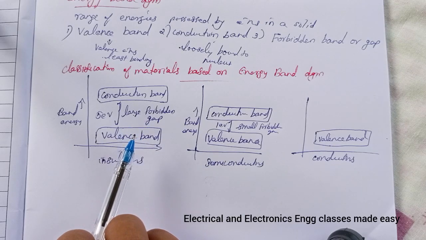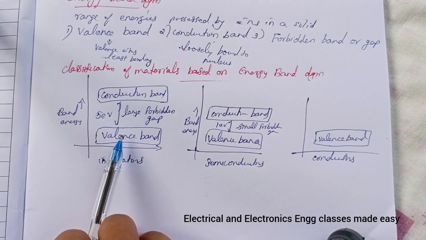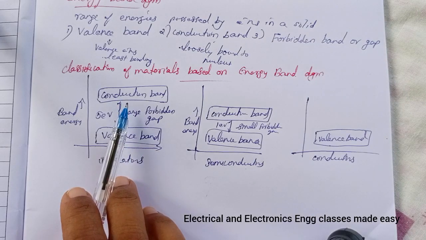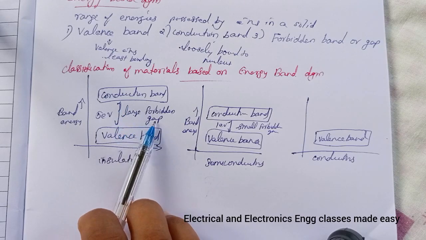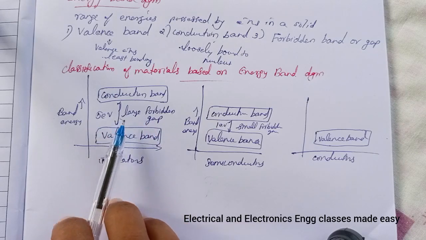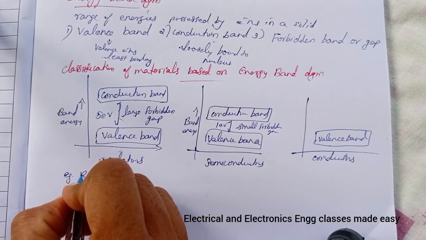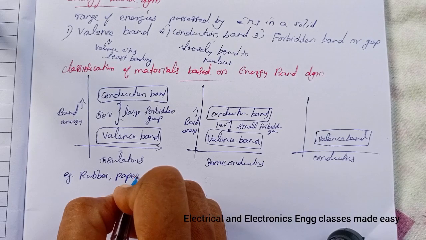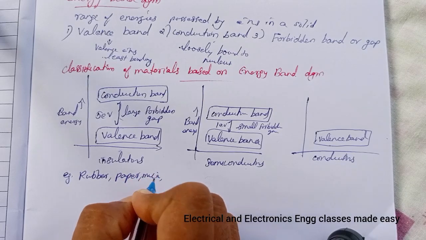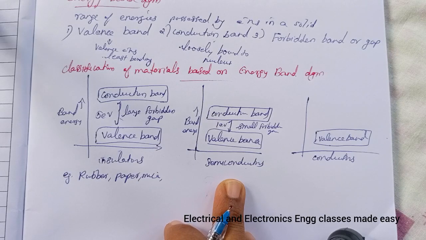So, the insulators are those substances in which the valence band and conduction bands are widely separated, and the forbidden energy gap is greater than 5 electron volt, and examples are rubber, paper, mica, glass, wood, etc. Then semiconductors.